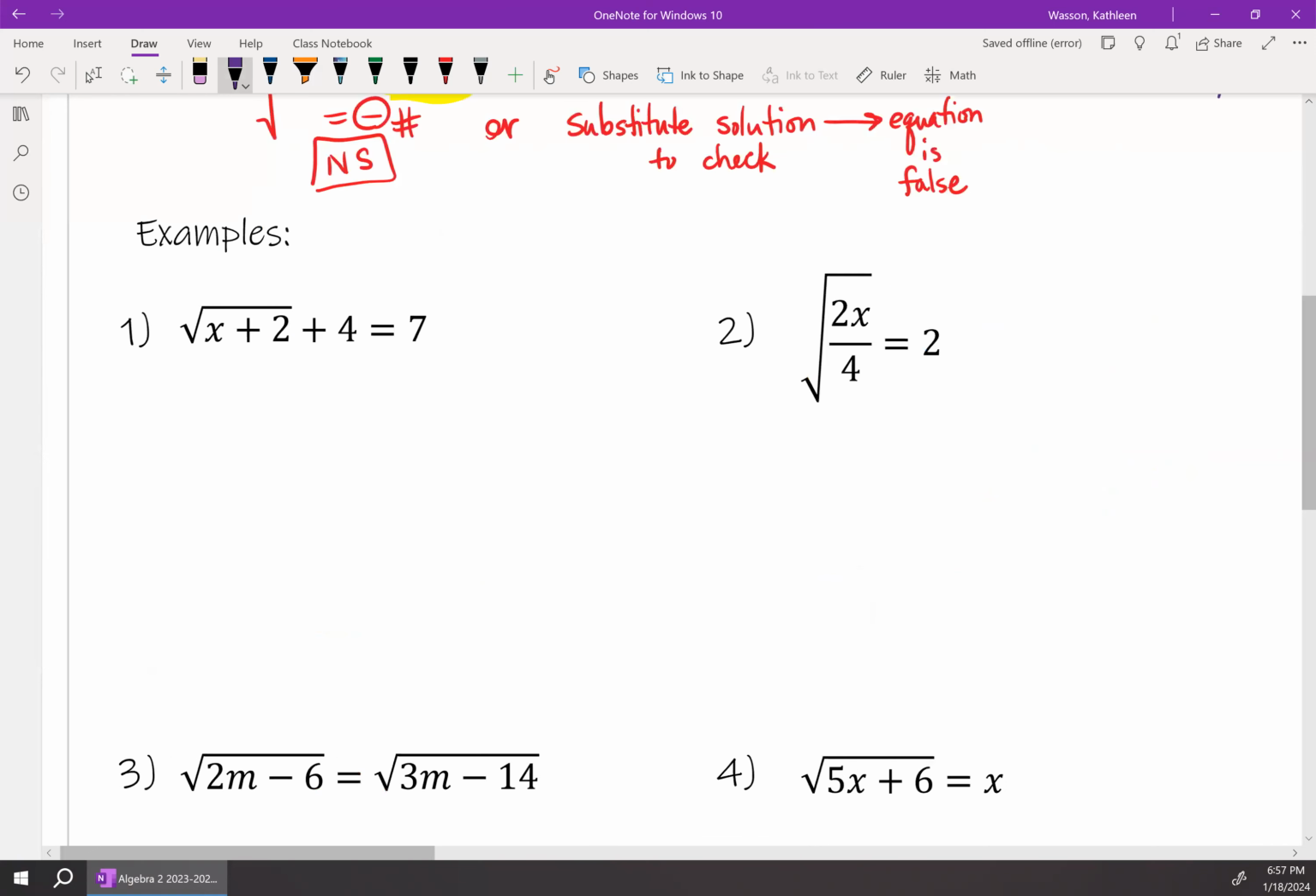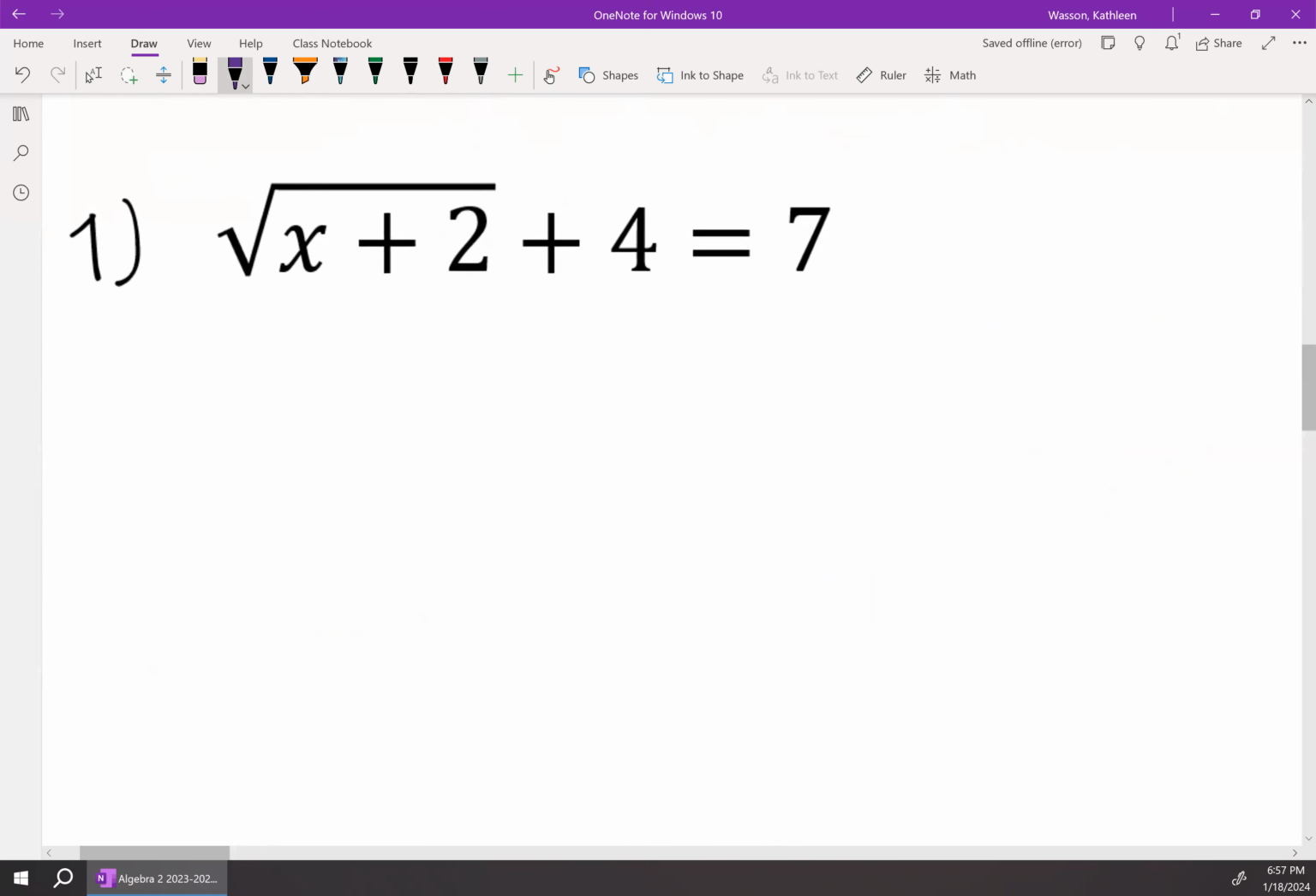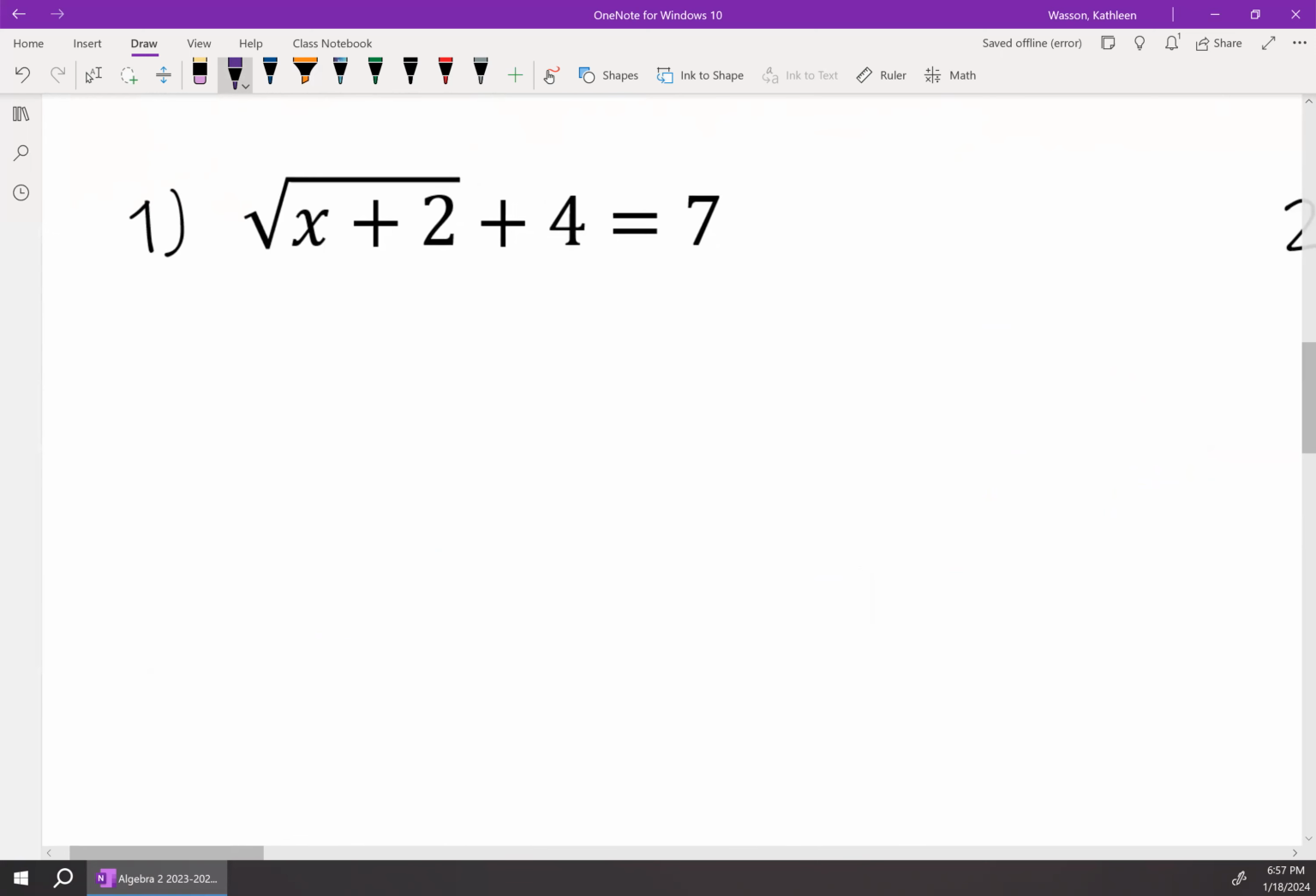I have 4 examples to work with you, and we'll follow the rules that we just set for ourselves. I want to remind you of a good little tip we used when we were solving absolute value. If you have a lot of moving parts, a lot of things to look at, you need to simplify the problem to get it isolated.